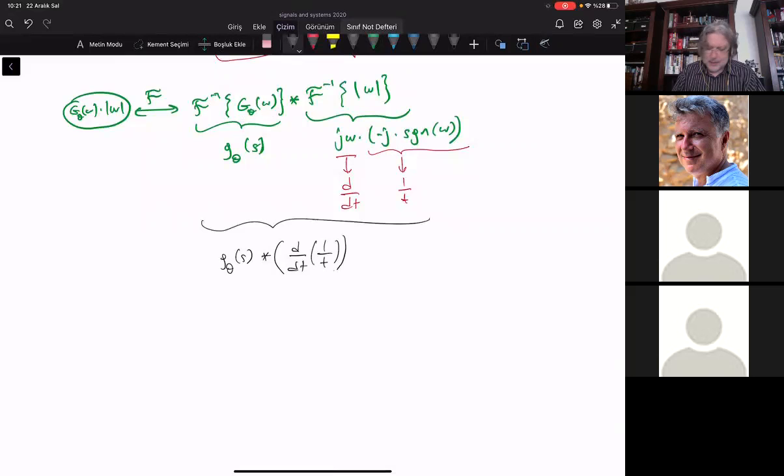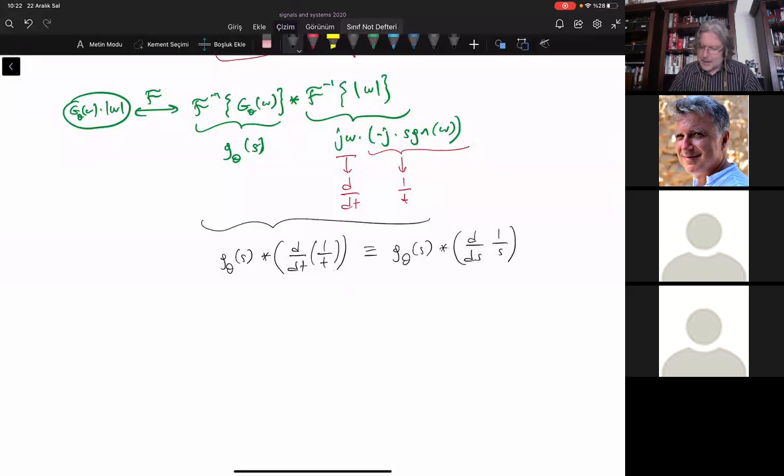Should we really... I mean, the operator d by dt is a linear operator, and so is convolution. So I should actually take the derivative of g theta. By the way, I'm making a mistake here by writing it in terms of t, but actually t is the s parameter here. So it's essentially more like this: g theta of s convolved with d by ds of 1 over s. More like this one.